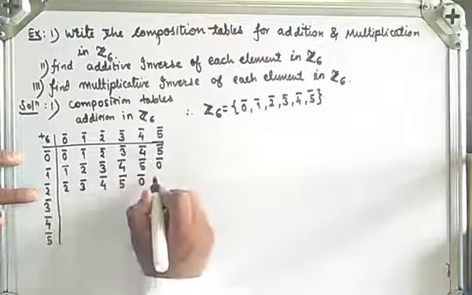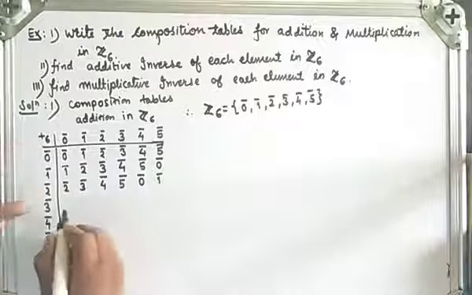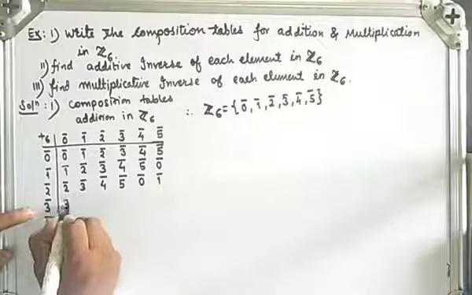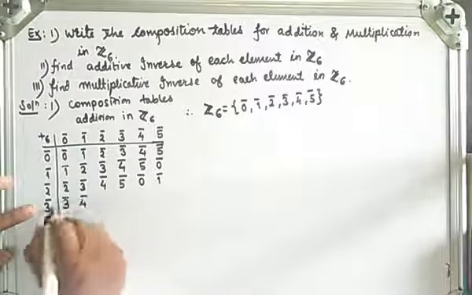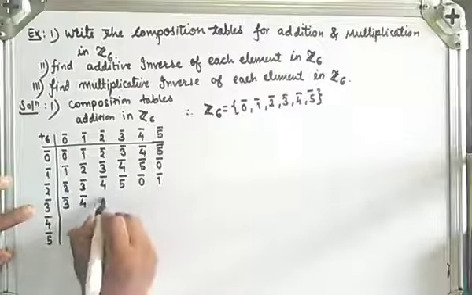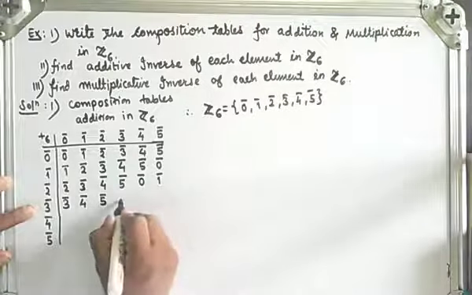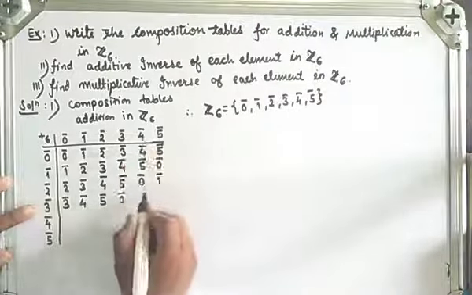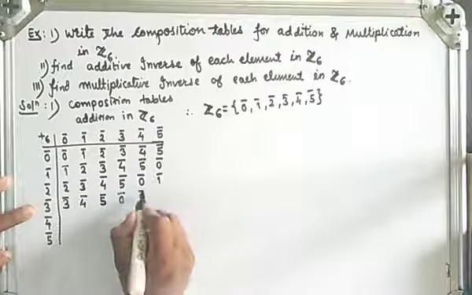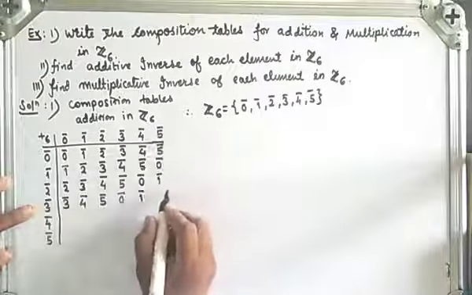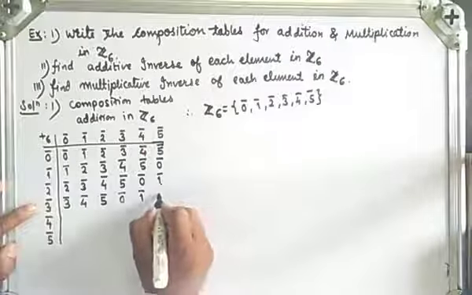2 plus 5 is 7, and 7 when divided by 6, the remainder will again be 1. 3 plus 0 is 3 bar, 3 plus 1 is 4 bar, 3 plus 2 is 5 bar, 3 plus 3 is 6 bar, and 6 bar modulo 6 will be 0. 3 plus 4 is 7, and 7 divided by 6, the remainder is again 1. 3 plus 5 is 8, and when divided by 6, we will get 2 bar.